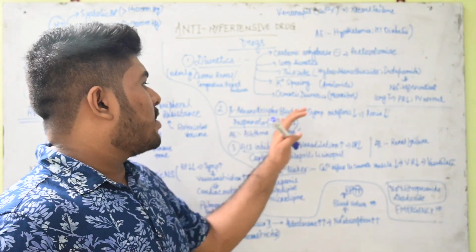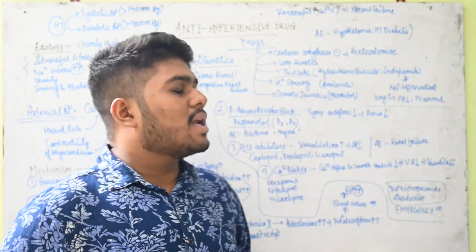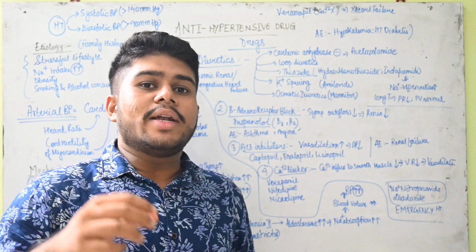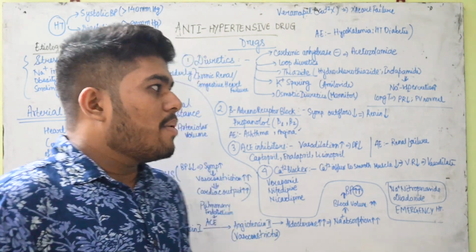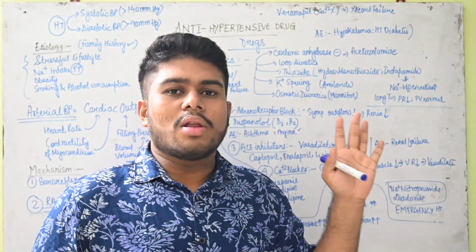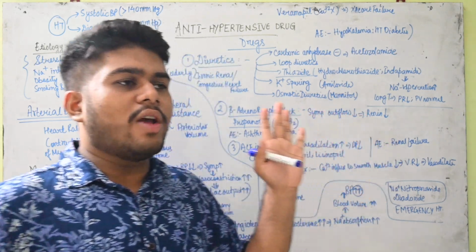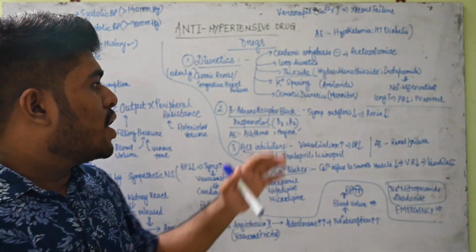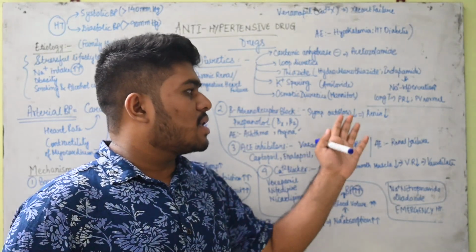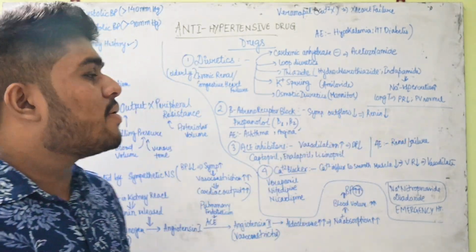So whenever the adrenal receptors are blocked, then the sympathetic outflow will decrease, and that will decrease the amount of renin also. Why? Because sympathetic supply is there throughout the body. For every organ we have the sympathetic and parasympathetic supply. So if sympathetic outflow is decreasing, then that will actually inhibit renin's release.